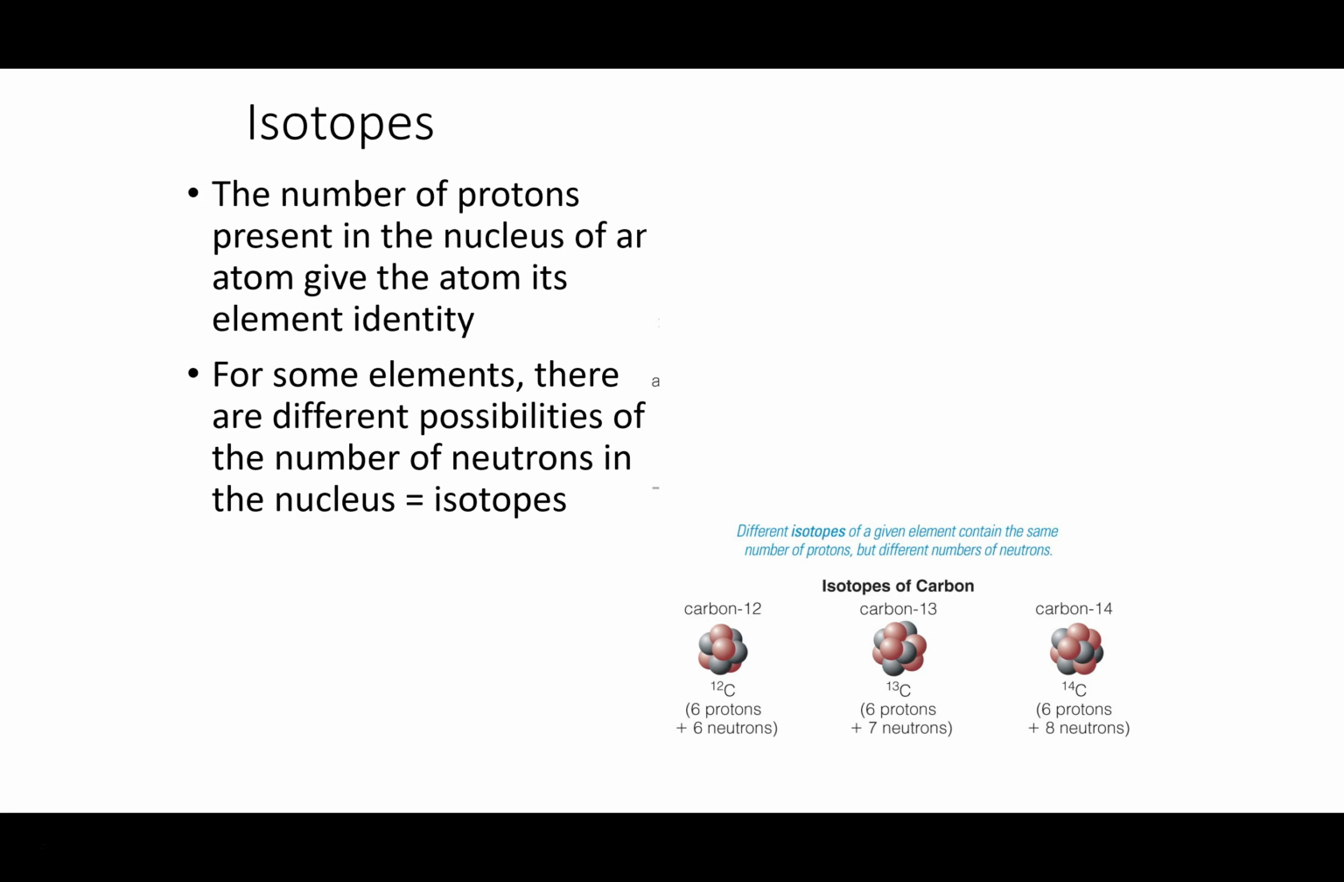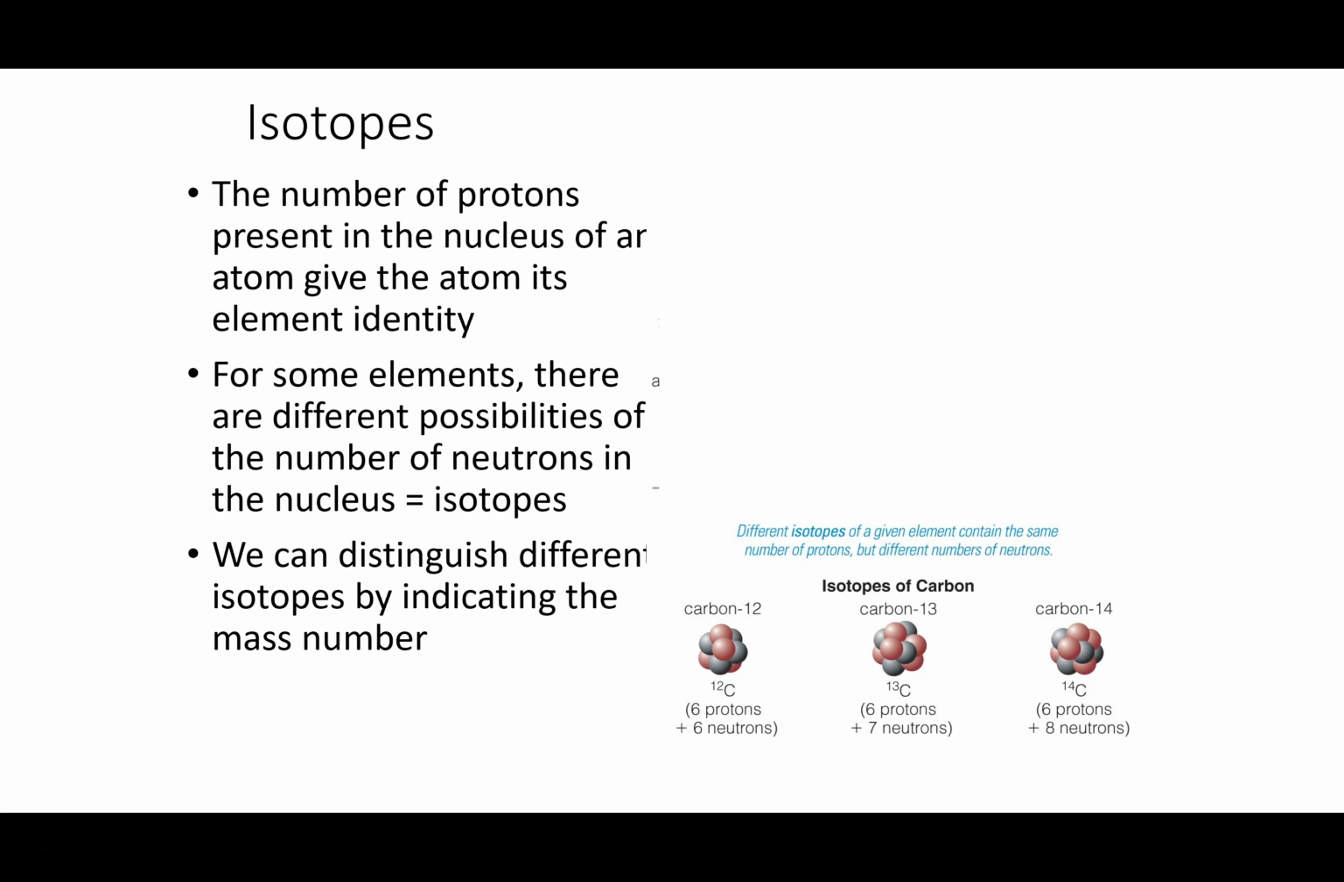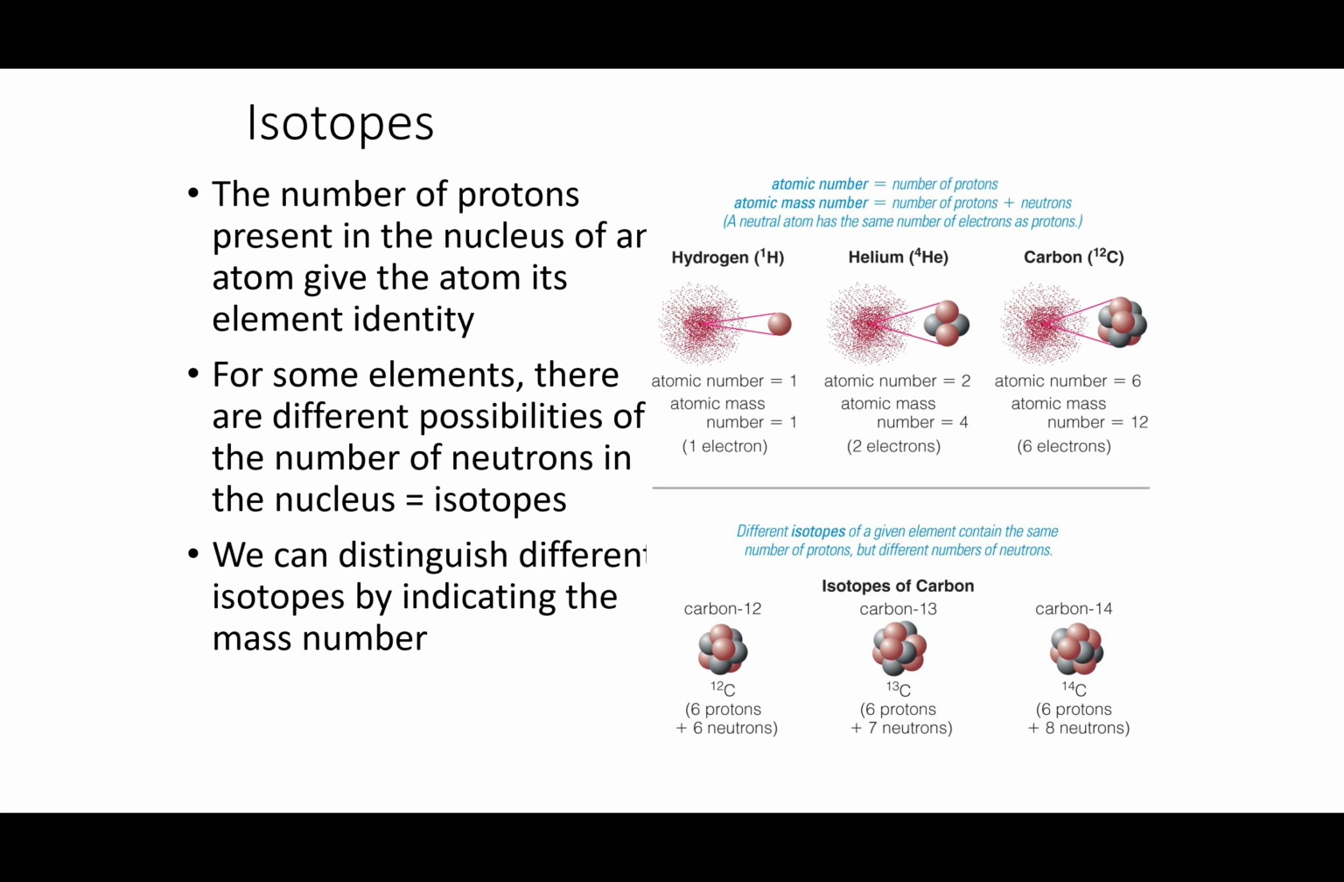For carbon 13, how many neutrons? 7. For carbon 14? 8. You guys ever heard of carbon 14 dating? Yeah. So what that does is it just makes use of this special type of carbon. I'll leave it that way. Okay. What else we got? I think that's about it.